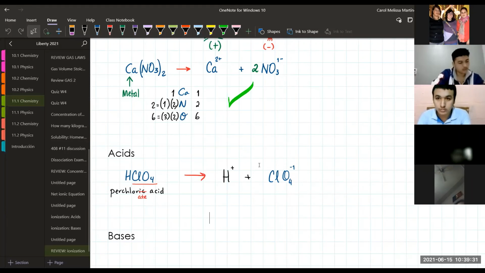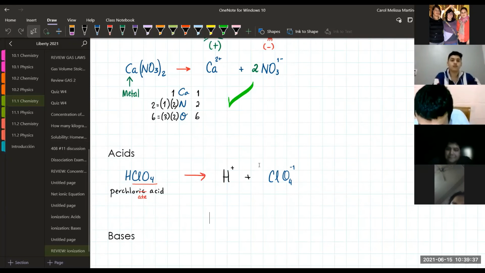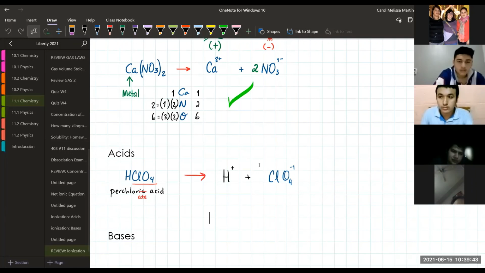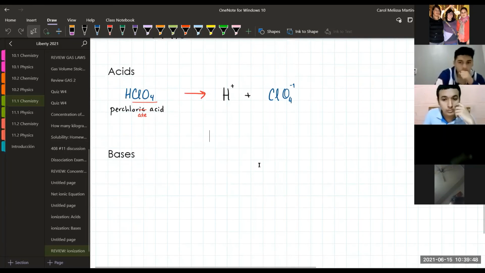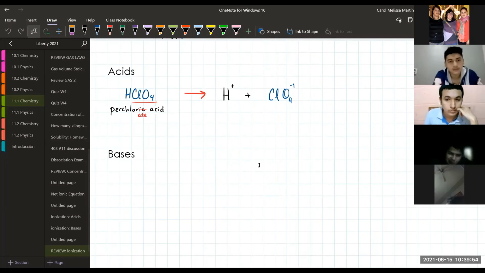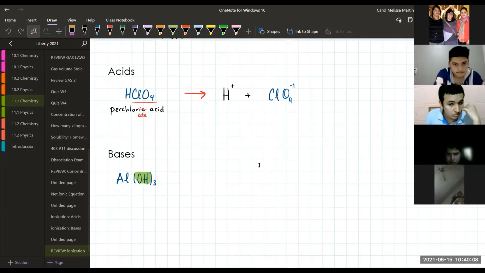Now you have to look if it's balanced, and for what I can see, it's entirely balanced. I don't have to do the balancing process since it is already balanced. And you can also perform the same procedure in the case of a base, okay? For example, a base like aluminum hydroxide. I know it is a base because it has the hydroxide ion, okay? So that's why it makes it a base, okay?